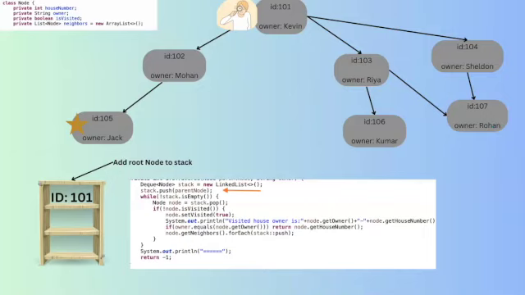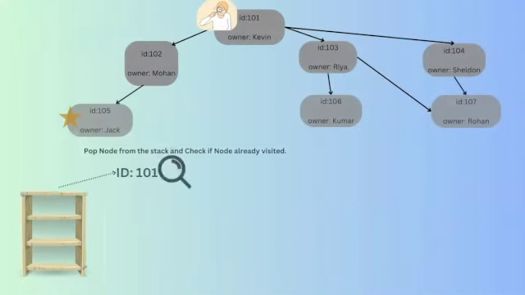At the beginning, we will add the owner Kevin to the stack. This is a stack mechanism where you first push the owner node to the stack. Then the loop continues. Here we are using a while loop with the condition that the stack should not be empty. Whenever the stack is empty, you come out of the loop, or if you find the owner, you also come out of the loop. So let's see what happens next.